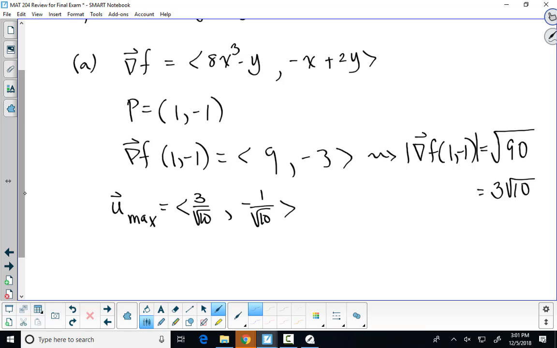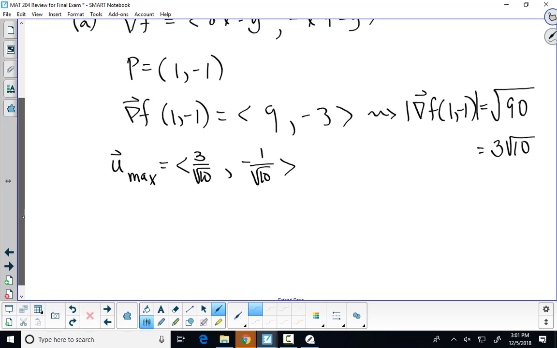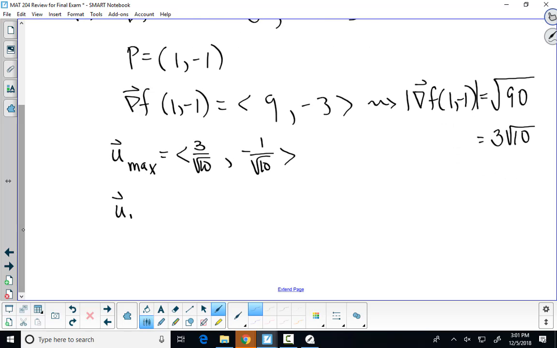So that's u in the max direction. And what would be the unit vector in the min direction? Would it be -1 over root 10 and -3 over root 10? Just multiply by -1, easier than that. We just change the signs. It's the classic thing: if you're standing on the side of a hill looking up in the steepest direction, turn around 180 degrees and you're looking at the quick way down.